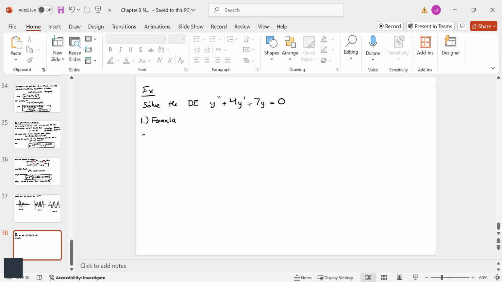What's the formula? ar squared plus br plus c equals 0. y double prime is equal to r squared. y prime is equal to r. y is equal to 1.